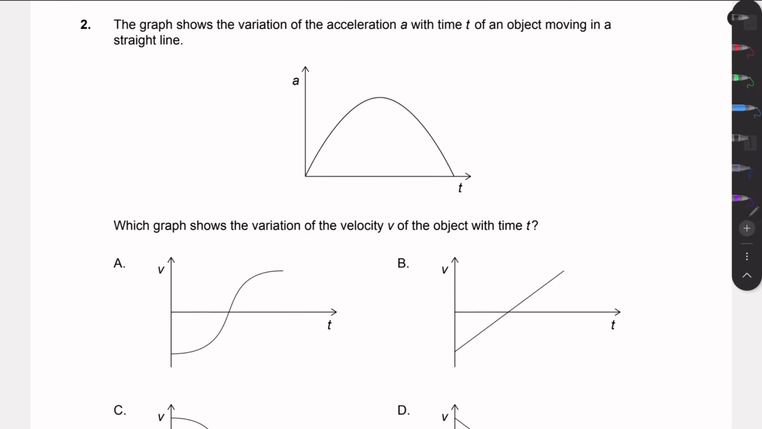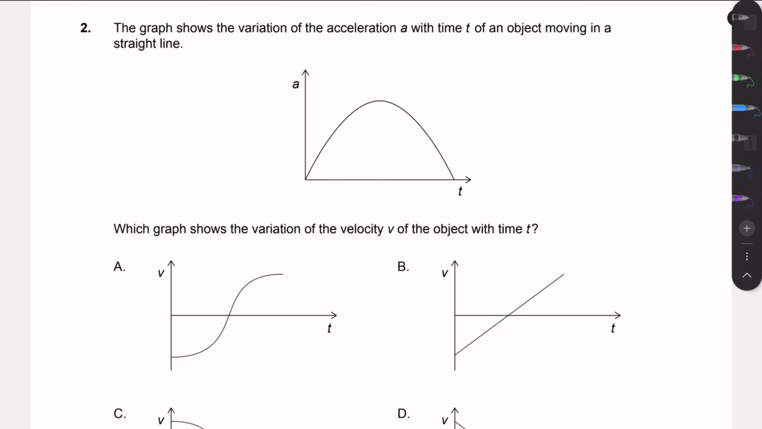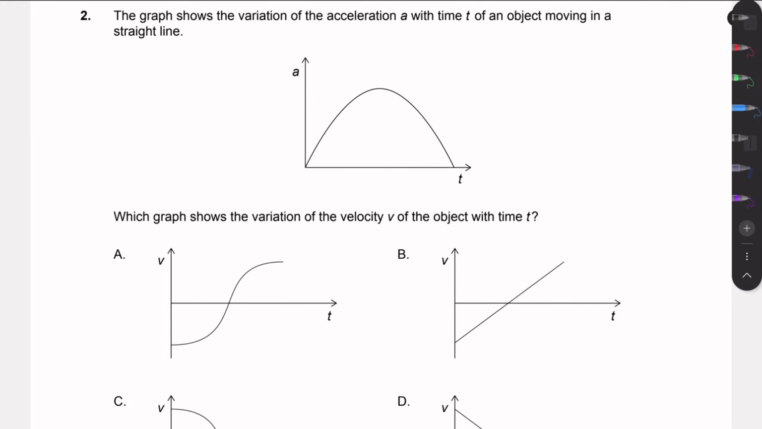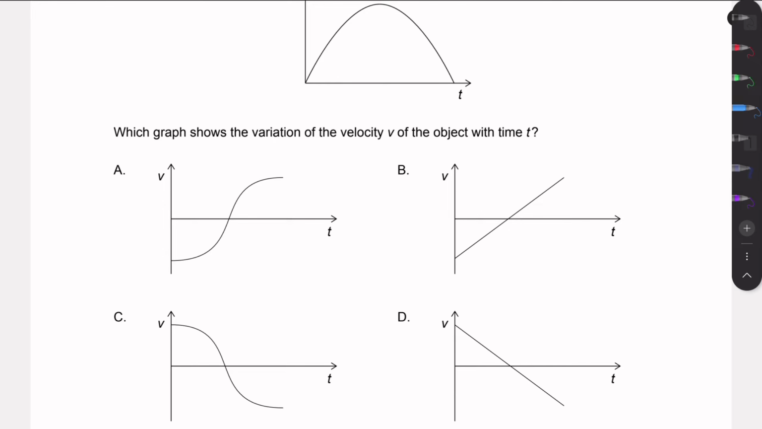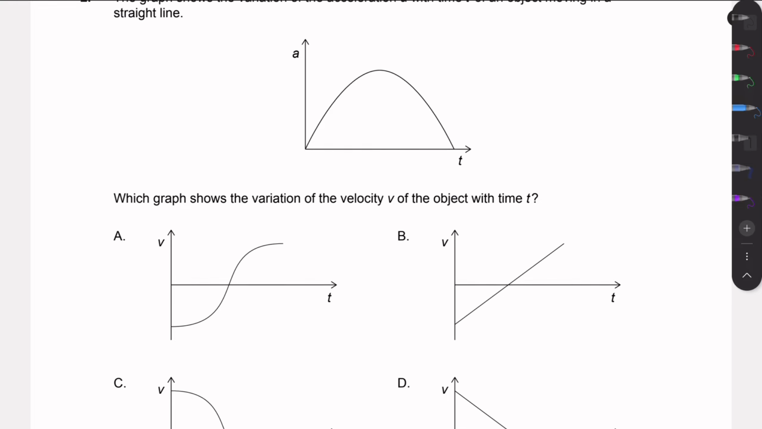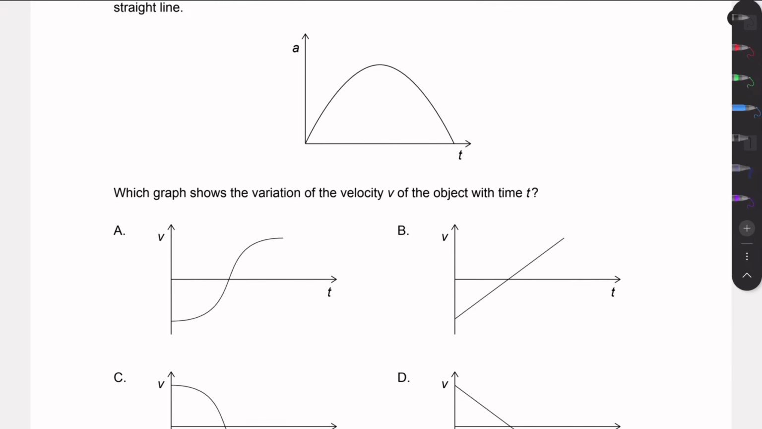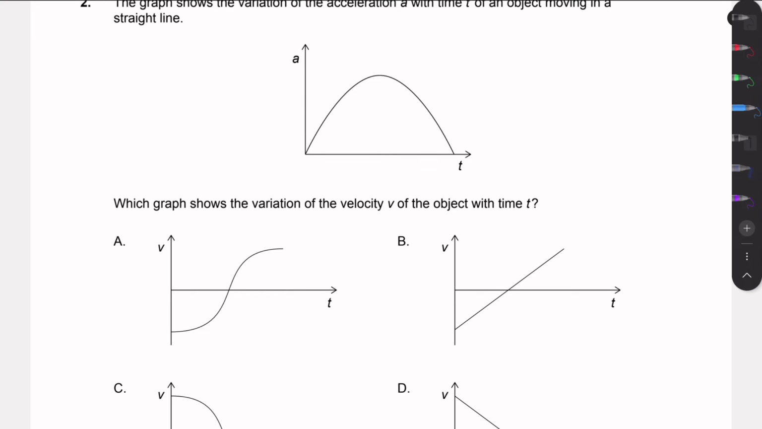In the next question, we're told that a graph shows the variation of the acceleration with time of an object moving in a straight line. Which graph shows the variation of the velocity of the object with time t? Well, what we need to notice here is that in a velocity time graph, the slope, or the gradient, is the acceleration. So we see that the acceleration is always positive. So we need to look for a graph that shows us that the slope is always positive.